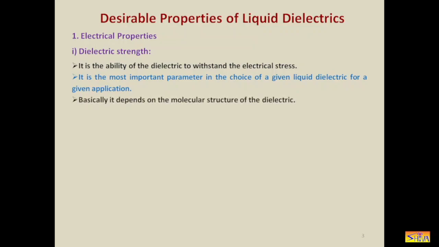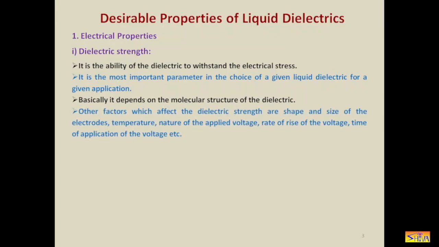Basically, the dielectric strength depends on the molecular structure of the dielectric. The other factors which affect the dielectric strength are shape and size of the electrodes. This I had explained in my previous lectures, that size of the electrode matters a lot. If pointed surface is there, then breakdown will take place earlier. Then temperature, nature of the applied voltage, whether we are using the liquid dielectric for DC application, and if it is DC application, whether it is positive polarity or negative polarity, then AC application or impulse voltage. Then rate of rise of the voltage also matters. Therefore, when we are testing the transformer oil, the equipment which has motorized operation is preferred, because that keeps the rate of rise uniform as per the standard. Then time of application of the voltage also affects the dielectric strength of the liquid dielectric.